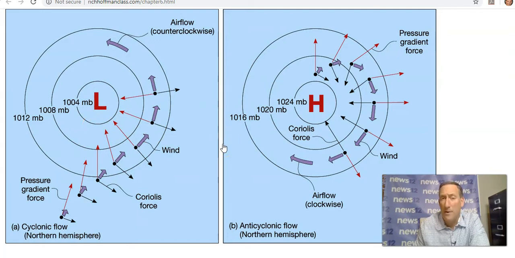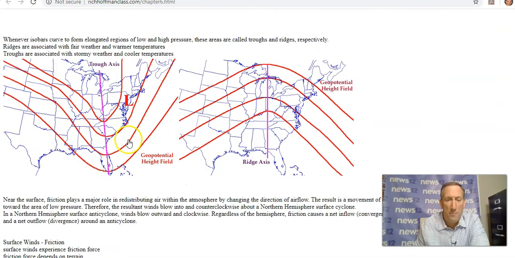wind that flows from high pressure to low pressure, and then the Coriolis force, which deflects the wind to the right, and also friction, which changes the speed and direction. So it slows down the wind at the surface. Clockwise wind flow here, counterclockwise wind flow with lower pressure.